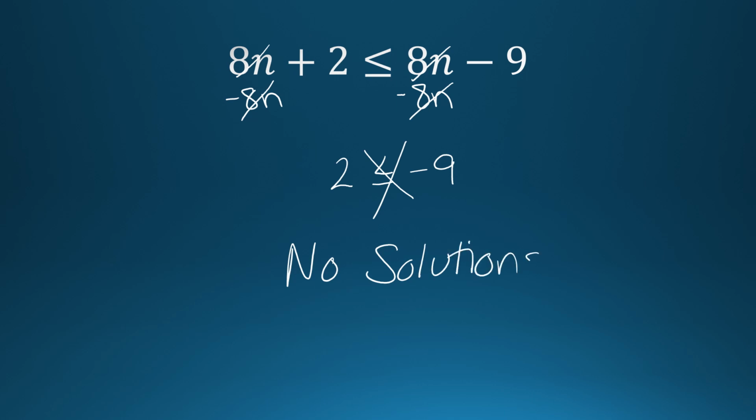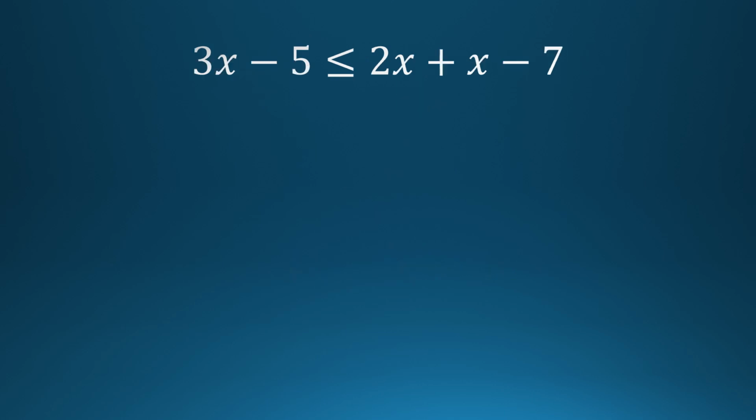So anytime you end up with an inequality statement, you have no variables left over, and it's a false inequality statement, so in this case it doesn't make sense, it's not true, that's when you have no solutions to your inequality. Let's look at another example.